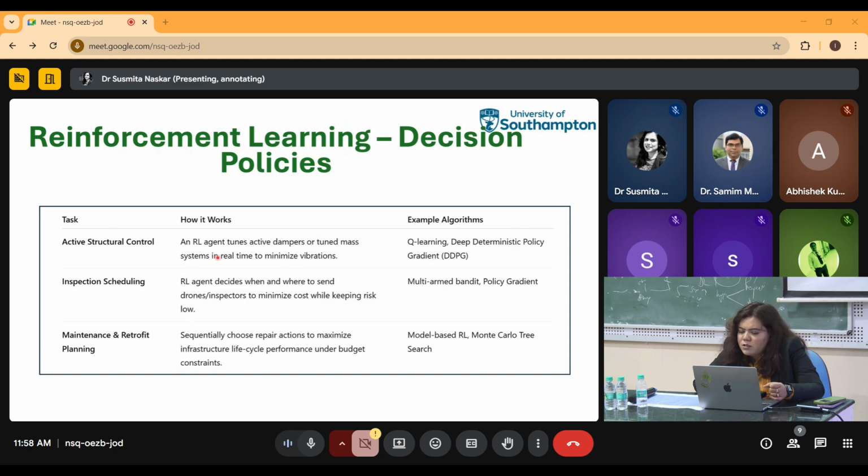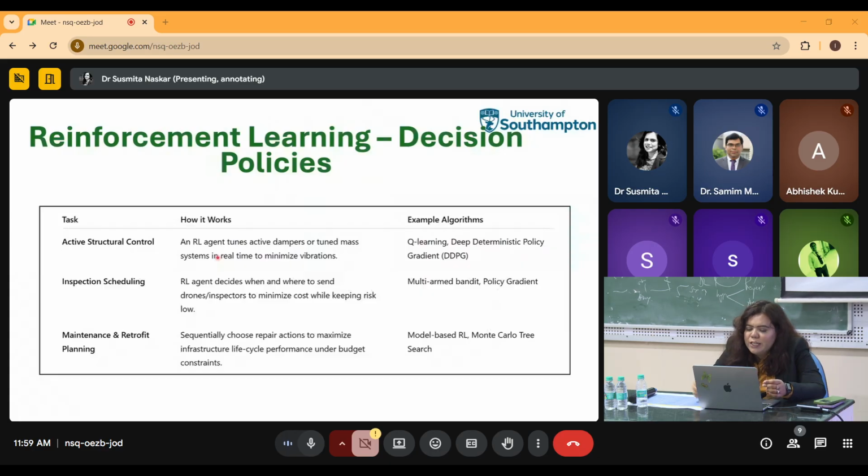You may also see that most of these algorithms you may or may not have heard about, because these are still very new processes. Another one is inspection scheduling. The reinforcement learning also decides when and where to send the drones, or inspection, to minimize the cost while keeping the risk low. Basically, there are policy gradient and multi-armed bandit methods, which are the ones that mainly work.